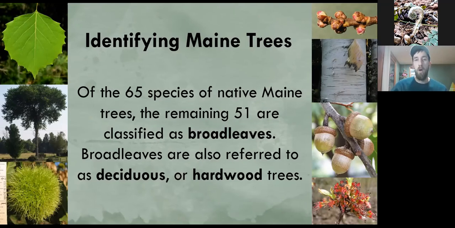So when we're talking about opposite and alternate, I always encourage people to remember MAD, or mad dog. MAD is a learning tool. So MAD represents maple, ash, and dogwood. All of those species are going to have opposite branching patterns, whereas everything else is going to be alternate.